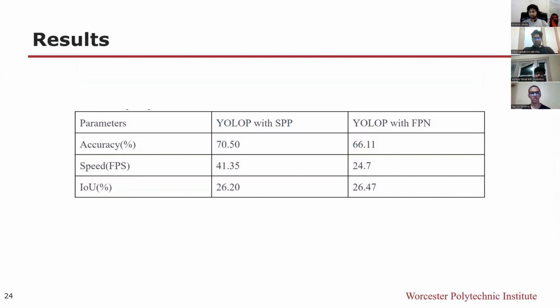Next, we have the results. So we've compared the two setups, YOLO-P with spatial pyramid pooling and YOLO-P with FPN, the former being the existing work and the latter being our implementation.